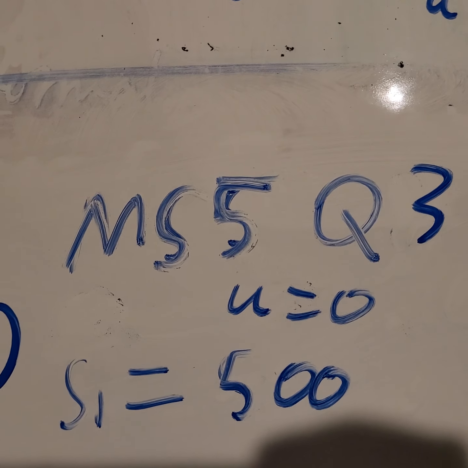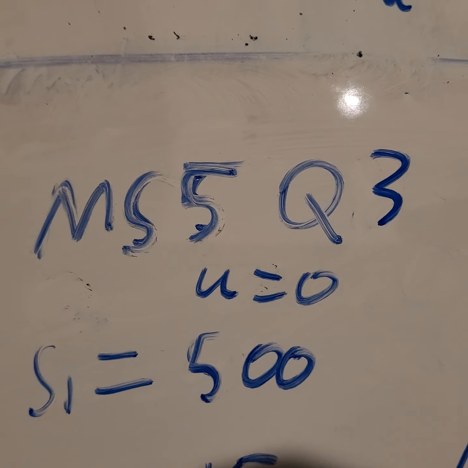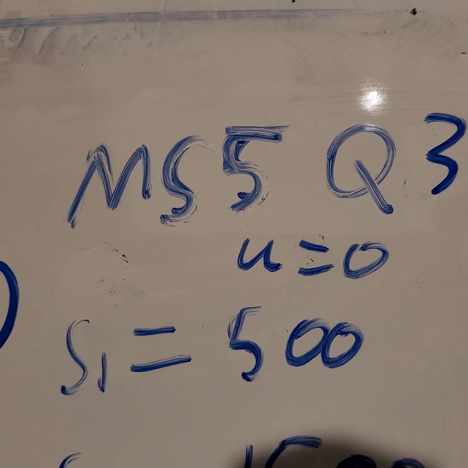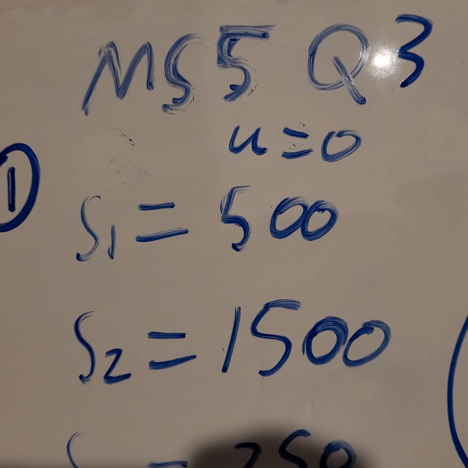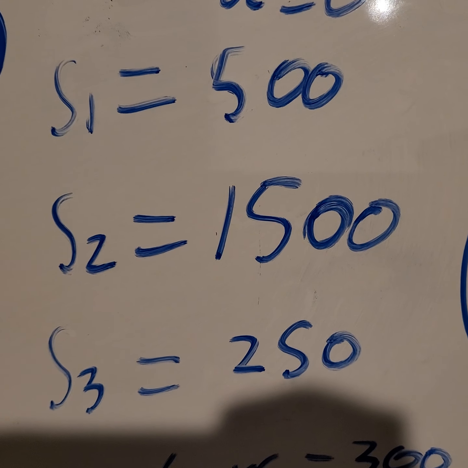This is Mechanical Science Sheet 5, question 3. So, for this problem, we know we start with a velocity of 0. And in our first period of time, we cover 500 meters. In the second, we cover 1,500 meters. And in the final period, we cover 250 meters.